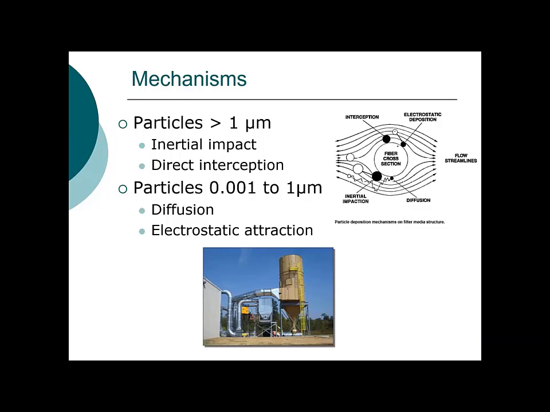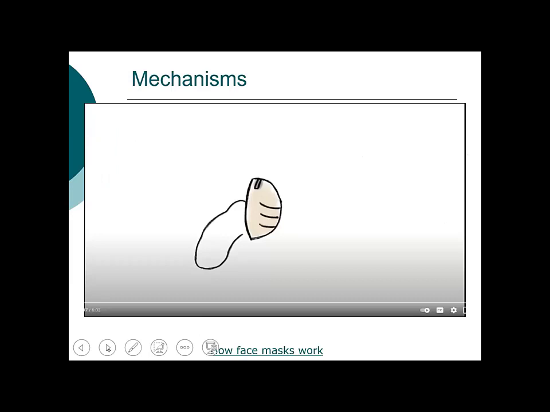What I'm going to do here is play a video. This actually pertains to masks, but the removal mechanisms are the same, whether it's a mask or what we refer to as these baghouse filters. So I'm going to play this video because I think it illustrates better these mechanisms of inertial impact and interception, etc. And then happy to answer any questions. So I'll just play this.